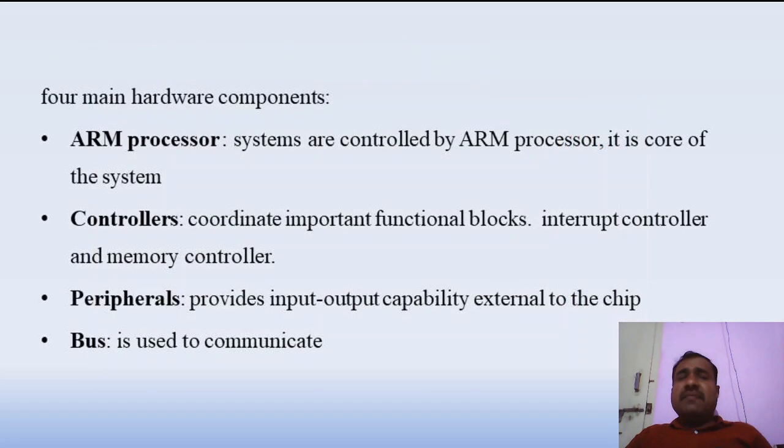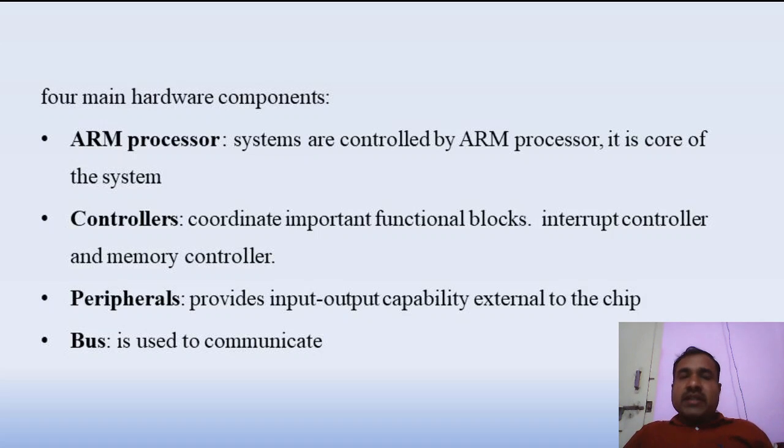And there are other peripherals. Peripherals provide input and output capability external to the chip. So from the external world, we can have input and output using these peripherals, and these peripherals are the uniqueness of a particular system. That means not all systems will have the same set of peripherals.